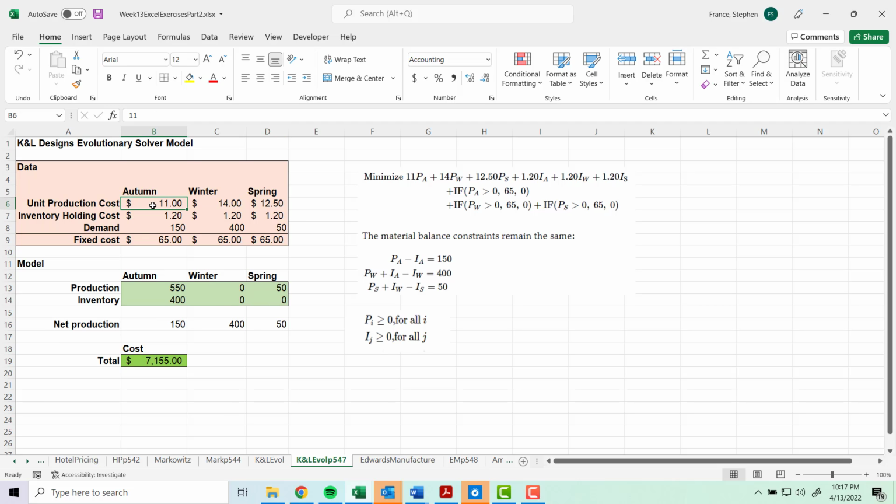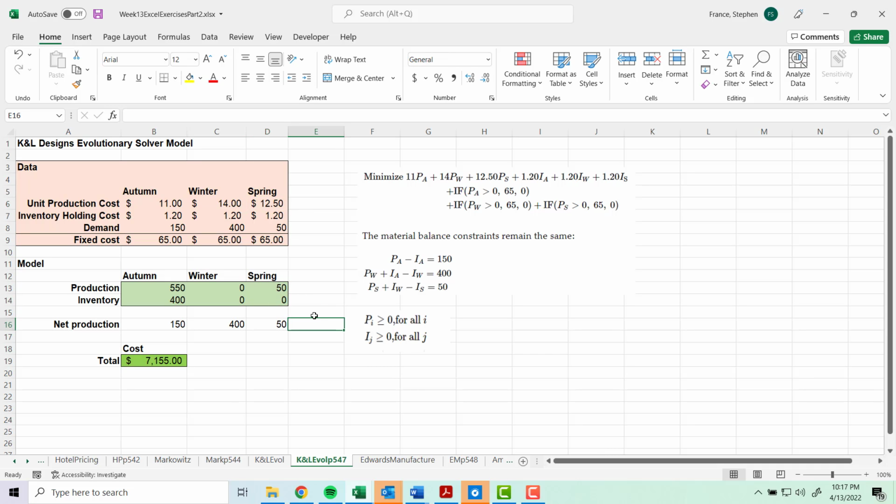And you can see here what's happened is that in the winter, it's very expensive to produce. It's actually cheaper to produce in the autumn and hold over. So all the demand for the winter is also produced in the autumn. But actually going ahead 2 periods, $11 plus holding for 2 periods would make it 12.20, 13.40, which is actually more expensive than producing in the spring. So we produce the 50 in the spring.